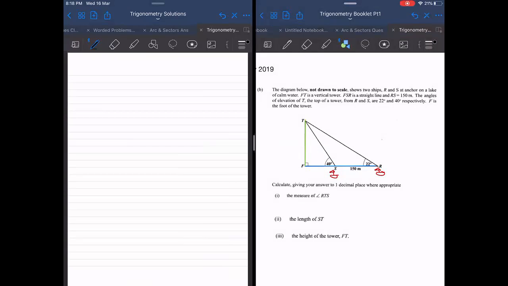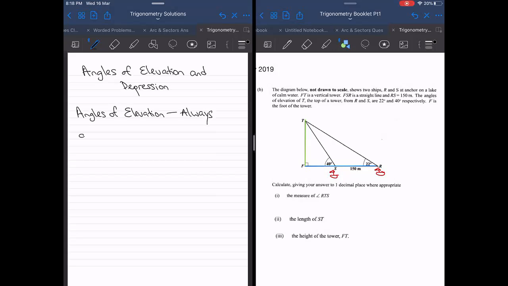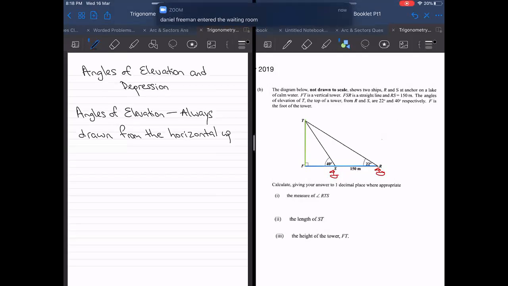So I kind of just want to do a little teaching. For angles of elevation and depression, your angles of elevation are always drawn from the horizontal up. So what do I mean by that?